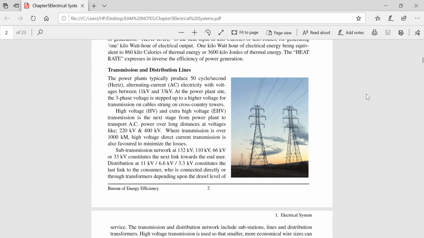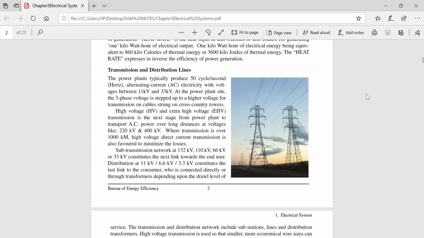When you're talking about frequency, frequency is the number of cycles completed in 1 second. So the frequency we are using here is 50 hertz, with a voltage between 11 to 33 kV. That will be at the power plant site.